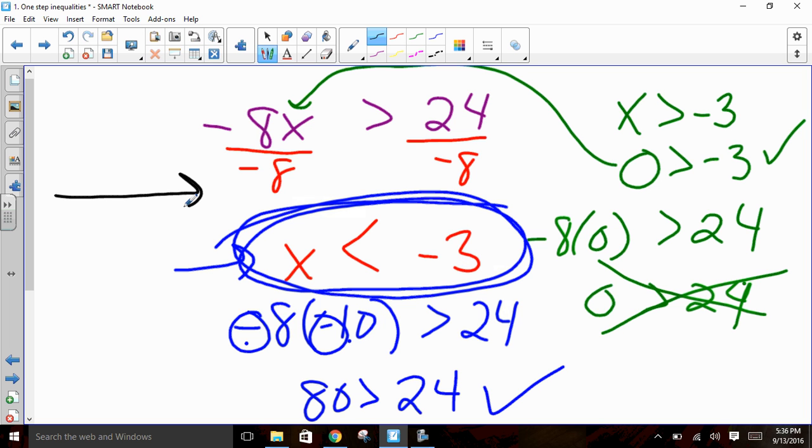Here's my number line. 0 is over here. Negative 3 is over here. I have an open circle going to the left.